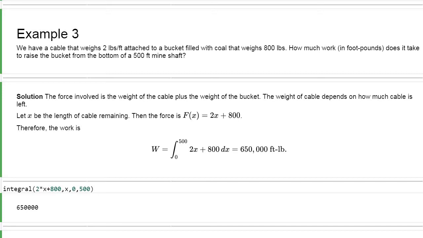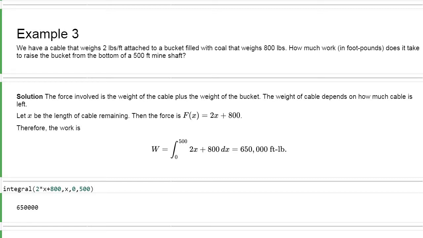Alright, in this case, the force involved is the weight. And there are two weights involved. There's the weight of the bucket with the coal, that's 800 pounds. That's a constant. If that were the only weight we had to worry about, then we would just have a constant 800 pounds being raised up 500 feet, and we'd do 800 times 500, and that'd be it.